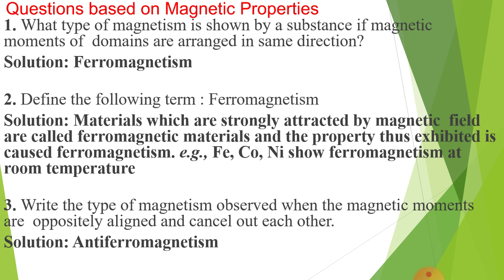Question number third: write the type of magnetism observed when magnetic moments are oppositely aligned and cancel out each other. Here that means one arrow on the upper side, then the second on the lower side. That's why this indicates antiferromagnetism. So your answer is antiferromagnetism. This you have to write in the board examination.